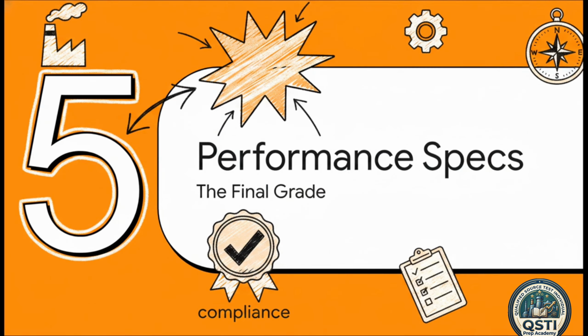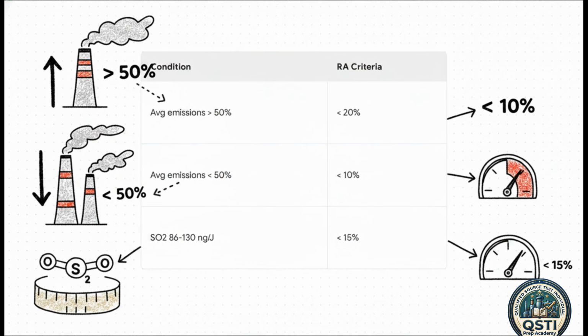Simple as that. Which brings us to the final act, Section 5, Performance Specifications. This is where all that siting, testing, and math finally pays off for compliance. Depending on how your actual facility emissions stack up against the legal standard, your relative accuracy has to cleanly fall beneath these specific percentage thresholds. If your emissions are over 50% of the standard, your RA has to be less than 20%. But check this out. If your emissions are lower than 50% of the standard, your monitor actually needs to be more accurate, hitting an RA of under 10%. It's a sliding scale of strictness.